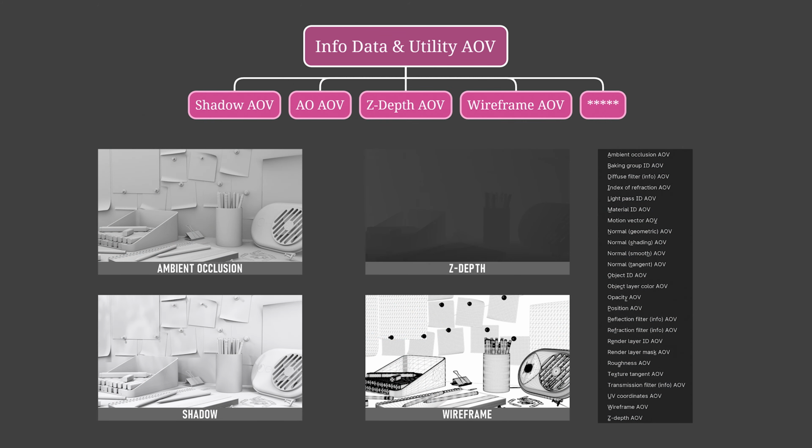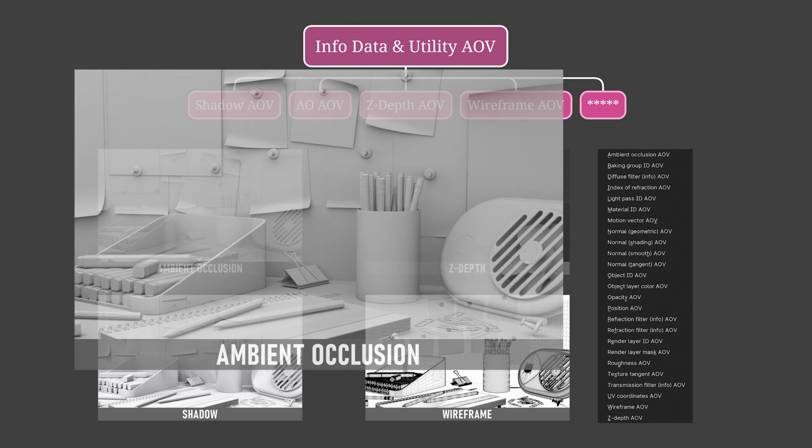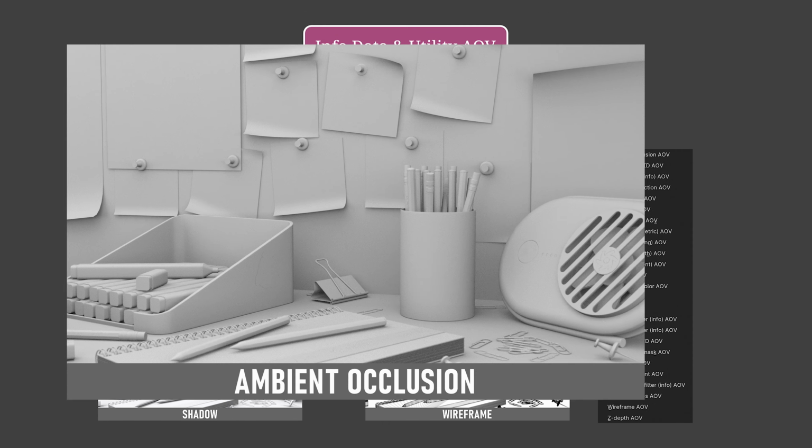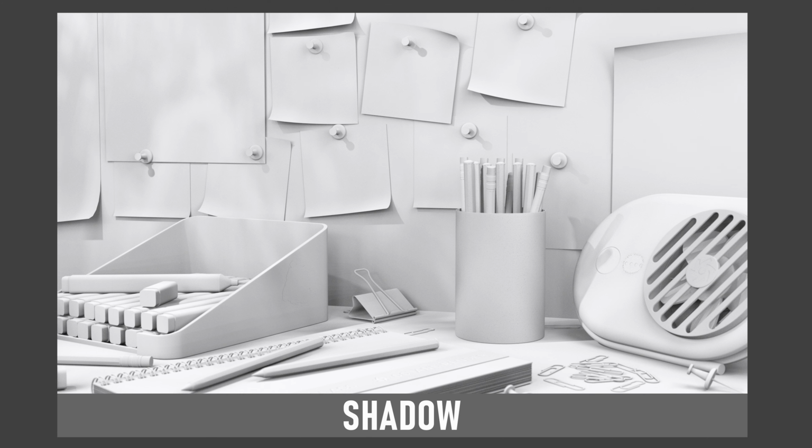Let's look at what kind of information the AOVs contain from the category of information data. These passes contain additional data about objects in the scene. There are quite a lot of passes in this category. Here is an example of some of them. The ambient occlusion pass displays the result of the ambient occlusion effect. The shadow pass shows all the shadows of the first reflection created by various light sources in the scene.